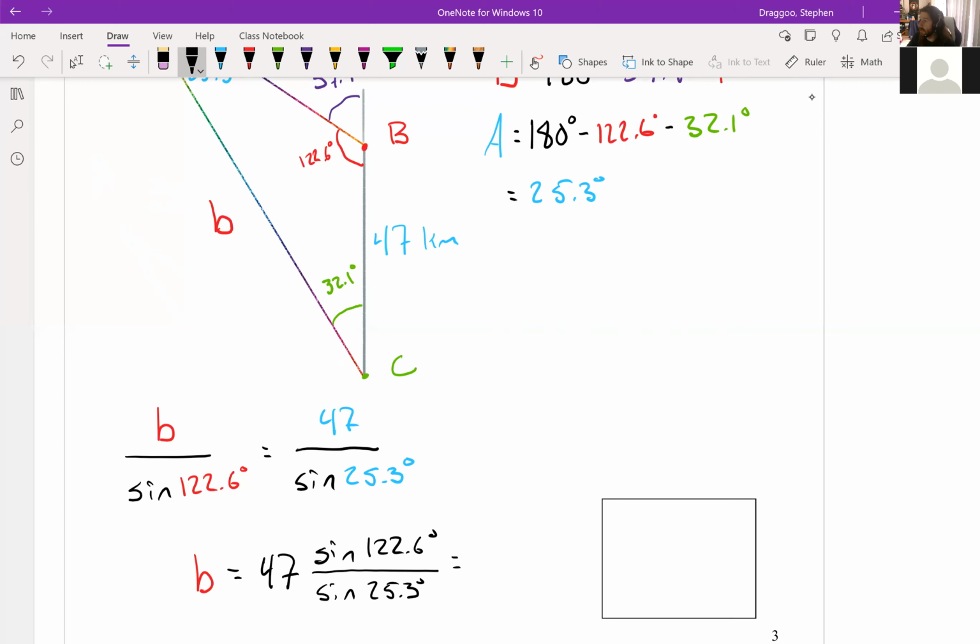Which is something I'm definitely not going to be able to calculate in my head. 47 times the sine of something divided by the sine of something else. 122.6 degrees divided by 25.3 degrees. I get 92.7 kilometers.